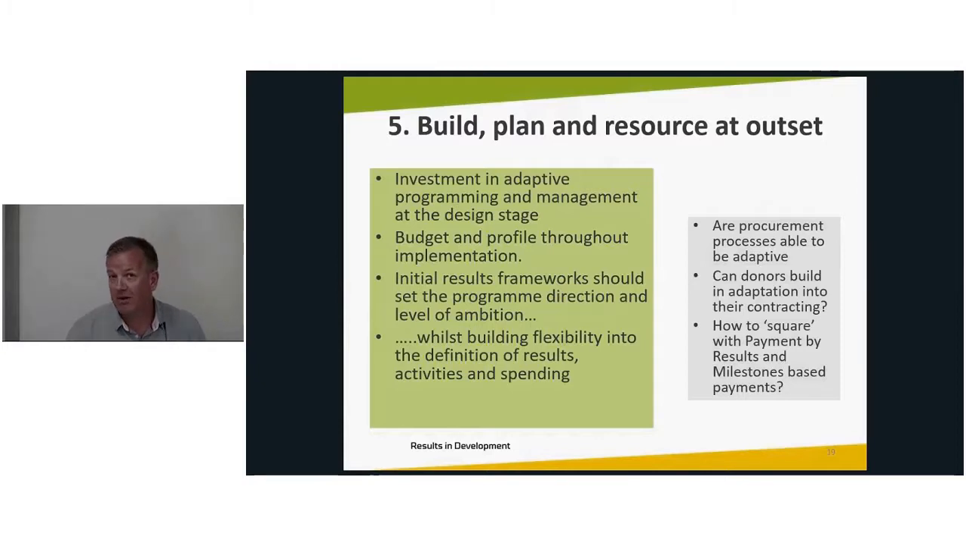The questions to donors are: are procurement processes able to be adaptive? What we're finding is that there's a problem: you can design an adaptive program, but procurement procedures may not actually allow that adaptation. So there's a challenge there. Can donors build adaptation into their contracting? And how do you square adaptive programming with payment by results and milestones-based payments? How do you ensure you have an adaptive program which is not strangled or stymied by payment by results?